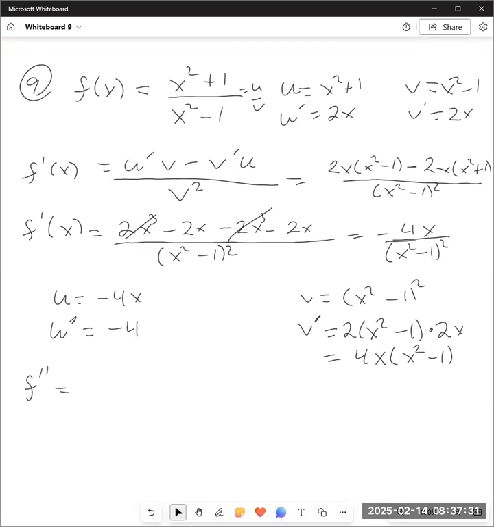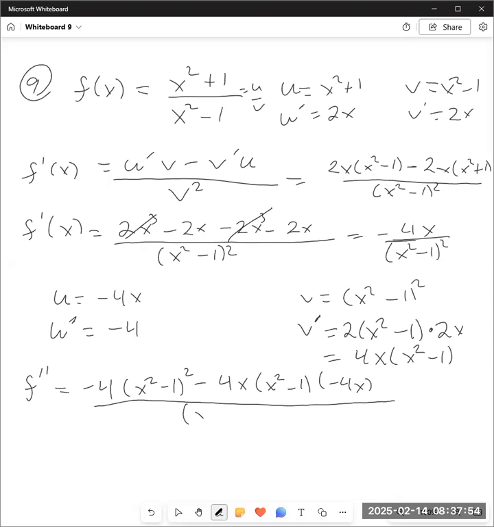And so we have u prime v minus v prime u all over v squared.